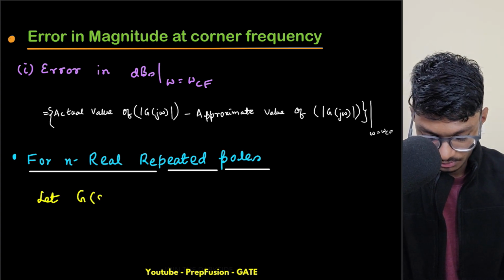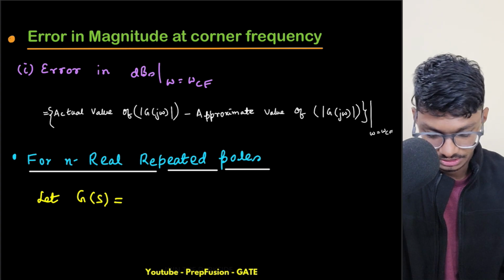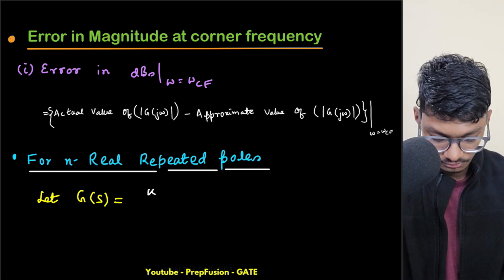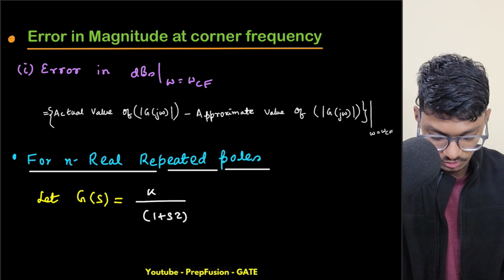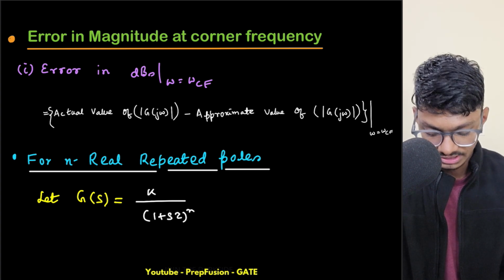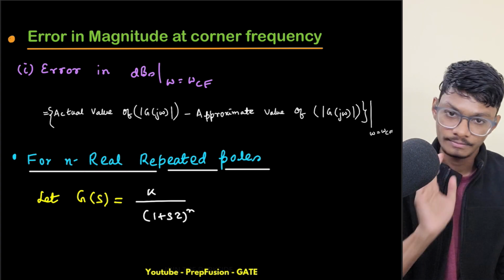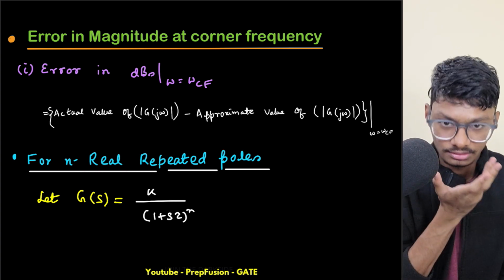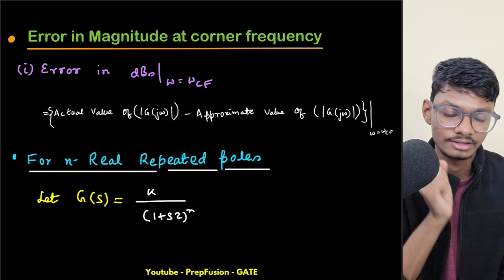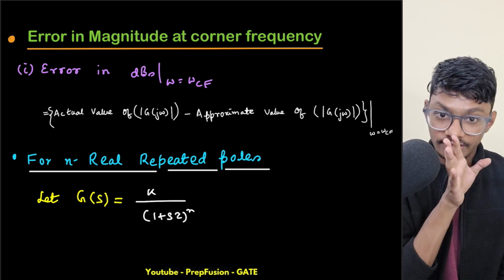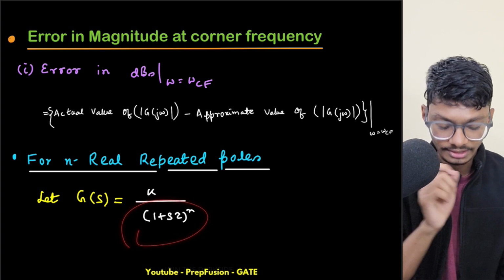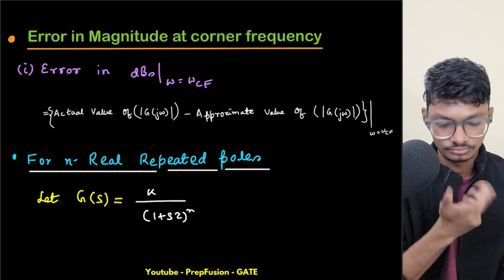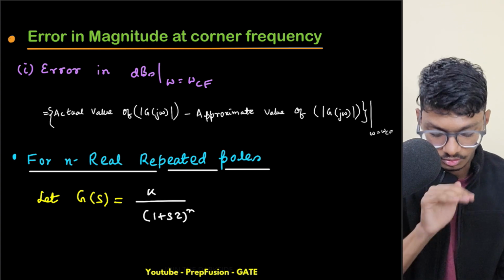G of s, which is equal to k by (1 plus s tau) to the power n, as we have n real repeated poles, okay? Because if you have a single pole, what was the error? If you remember correctly, if you had a pole, the error was minus 3 dB, okay? Here I have (1 plus s tau) to the power n, so at the same corner frequency.